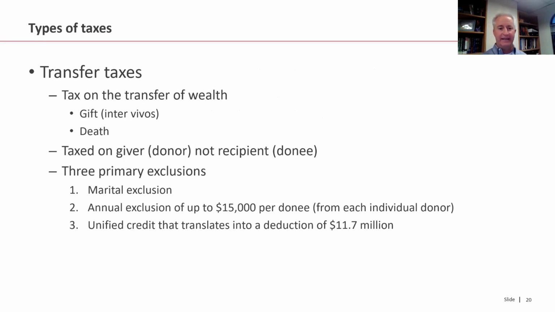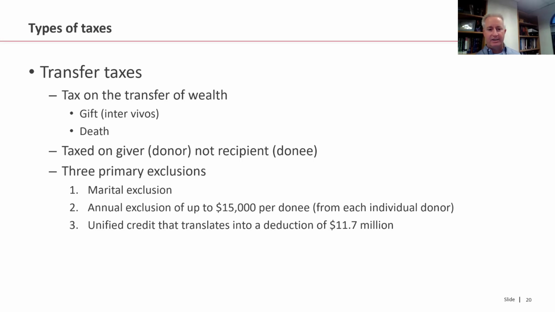And this tax is on the giver. It's not on the recipient. Gifts are actually tax-free to the recipient, income tax-free at least, and transfer tax-free as well. The 3 primary exclusions, the 3 things where you don't have to pay a transfer tax, are, first, an unlimited marital exclusion. So if one spouse dies, as a function of their will or state law, if they just give everything to their spouse, there's no estate tax, there's no transfer tax on that.